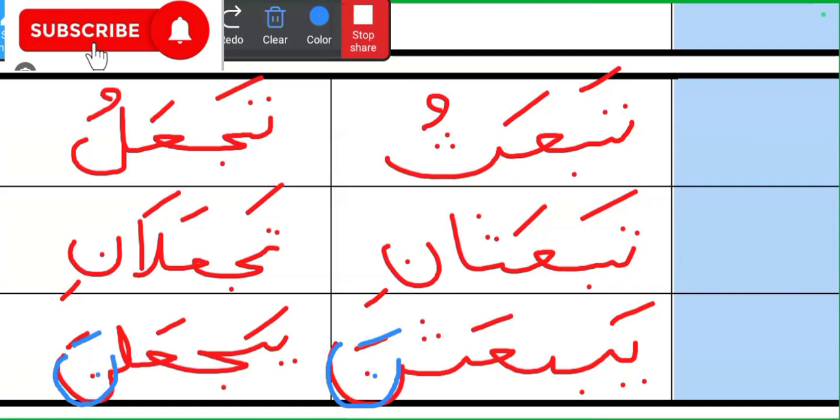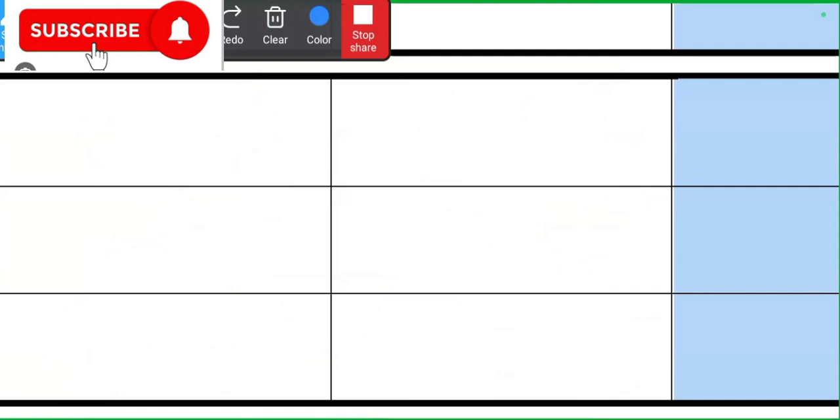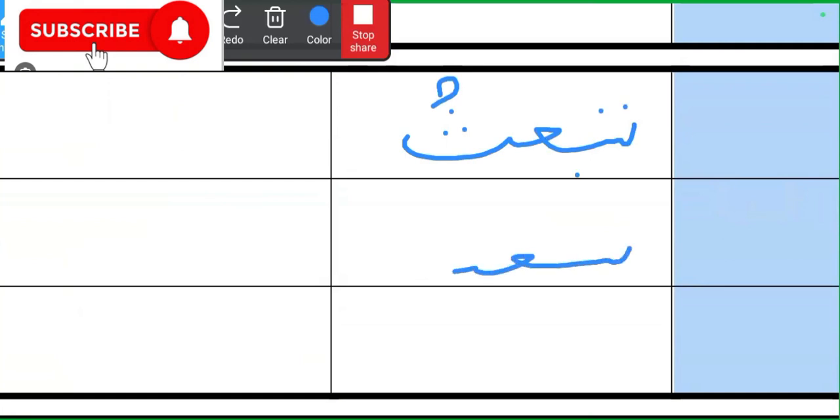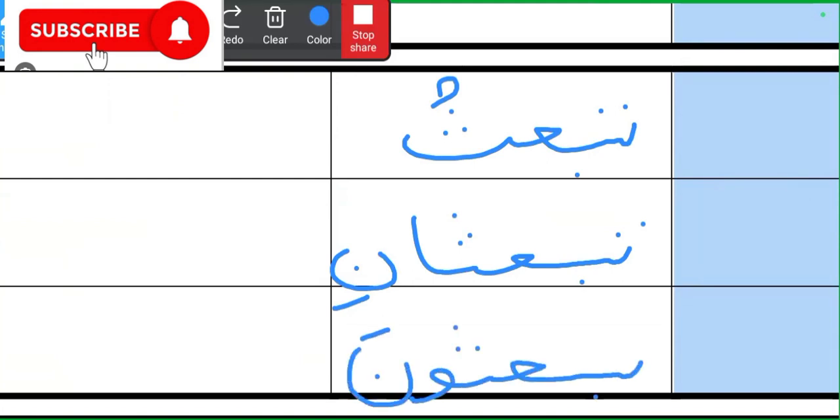So we have got the 6 sigha for ghaib until here. Now we start with sigha number 7. So it was tab'asu, tab'asani, tab'asuna. Now we don't have ya in these, right? We don't have ya in these. We just have ta formations. Tab'asuna, tab'asani, tab'asu, tab'asu, tab'asani, tab'asuna.